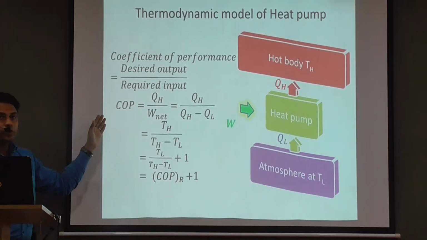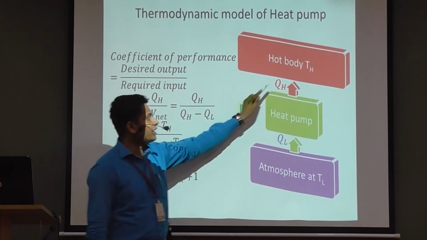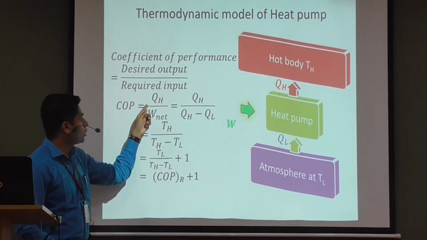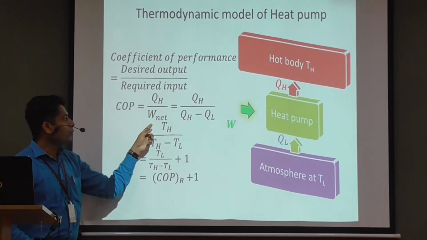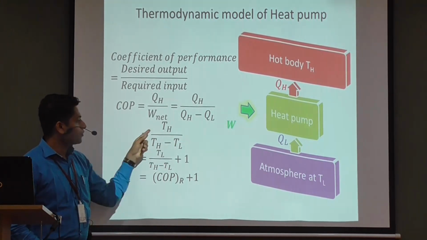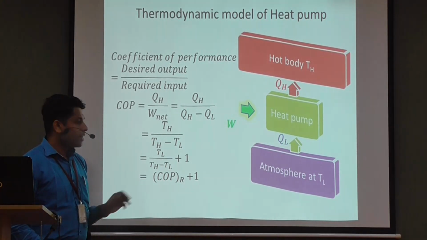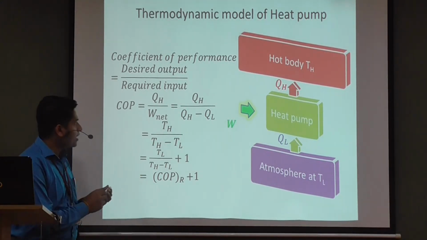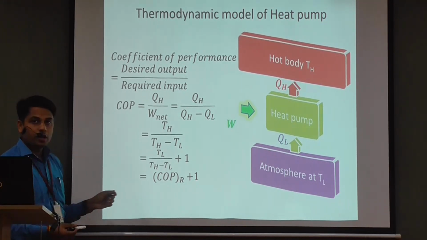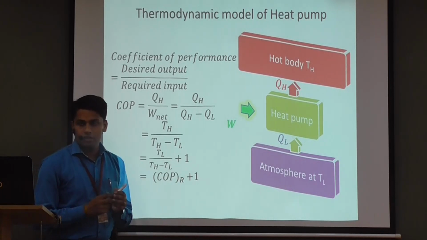So the equation transforms to COP equal to the refrigerating effect. For a heat pump, it is represented as QH divided by W net, and W net is replaced by QH minus QL, and transforming into terms of temperature we get TH divided by TH minus TL. And rearranging, we can see that the COP of a heat pump will be equal to COP of refrigerator plus 1.